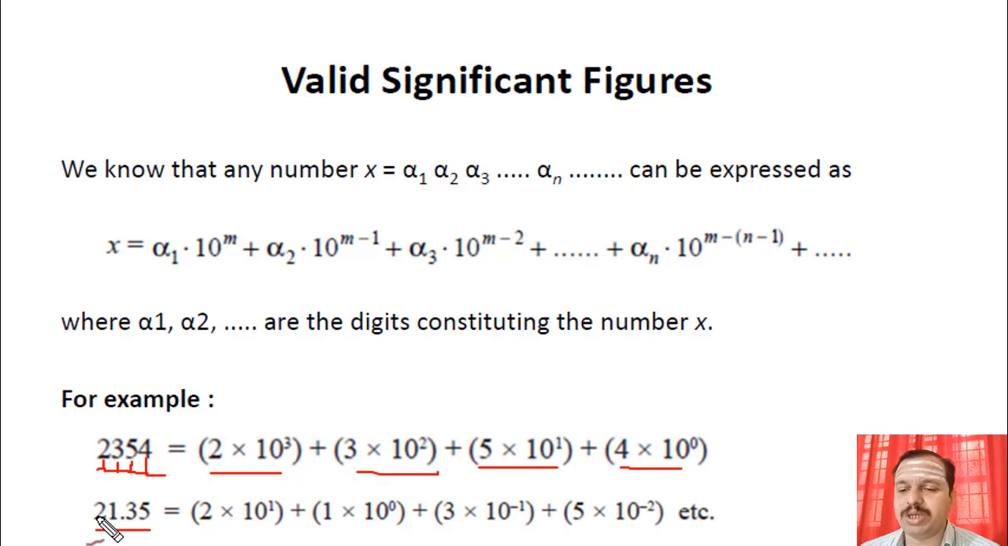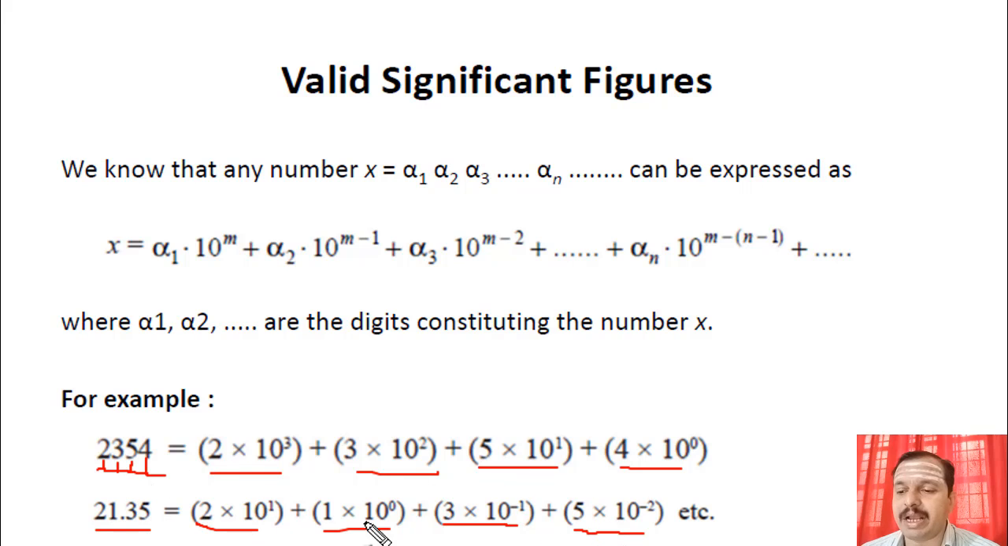That is, this is 2 in the tens place, therefore 2 into 10, the 1 in the units place, therefore 1 into 1, plus 3 in the 1/10s place. This is 0.1, 0.3 means 3 by 10. So 3 by 10 means 3 into 10 to the power of minus 1. 0.35 means 0.05; 5 is in the 100th place, therefore it is 5 divided by 100, therefore it should be written as 5 into 10 to the power of minus 2. So therefore, when we expand this number, it looks like this.